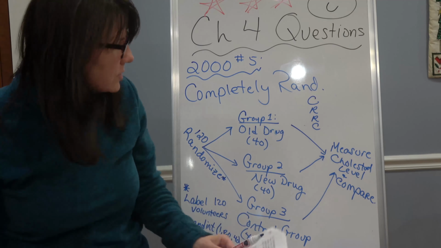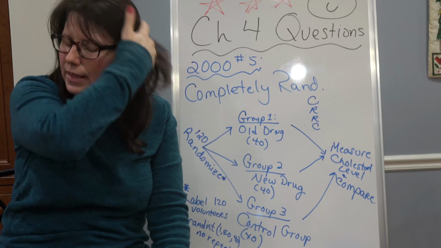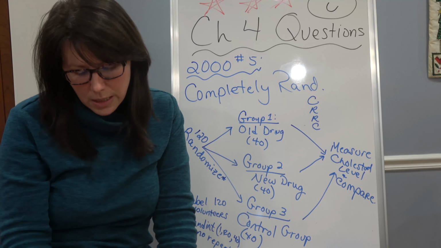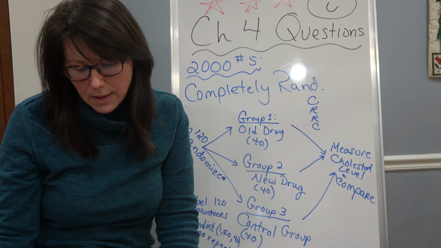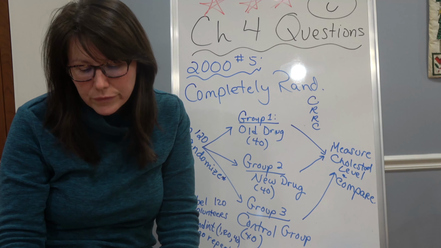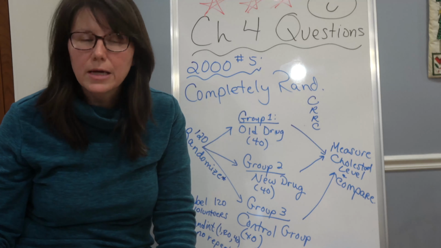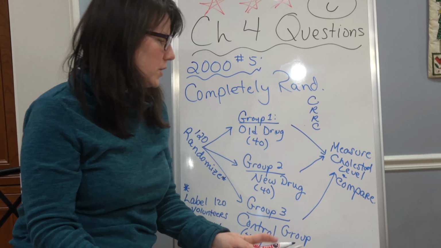All right, so that is a completely randomized design. So in that 4-2, you had to then design an experiment that would improve it by incorporating blocking, right? So how would that look different?